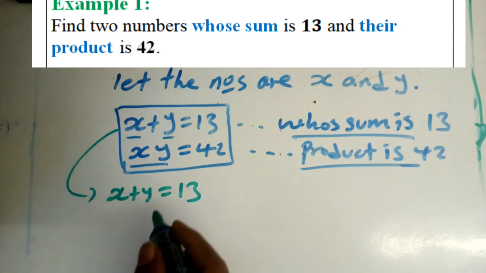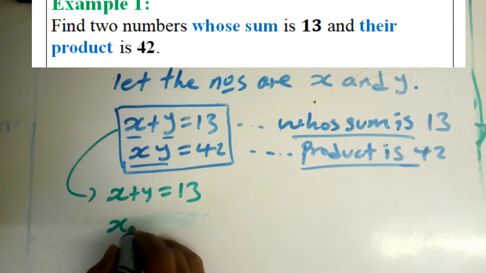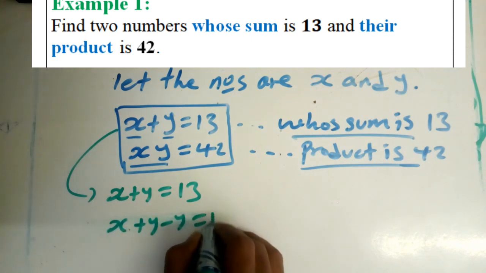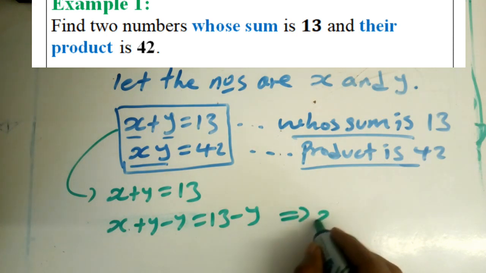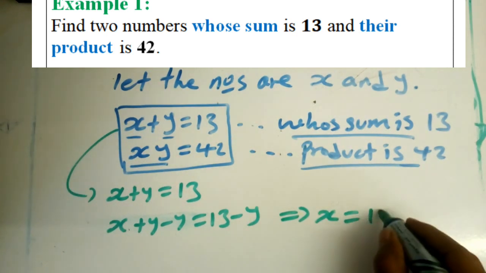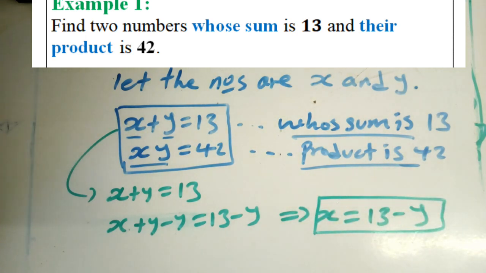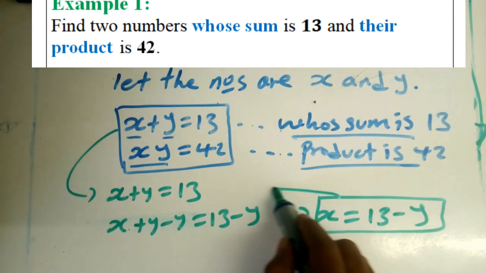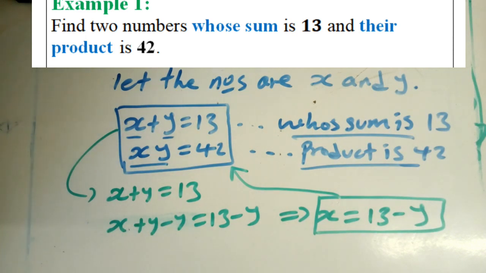Therefore, let us subtract Y from both sides. X plus Y minus Y is equal to 13 minus Y. This implies X is equal to 13 minus Y. Now we expressed X in terms of Y. The second step is to substitute the value of X in the product X times Y.